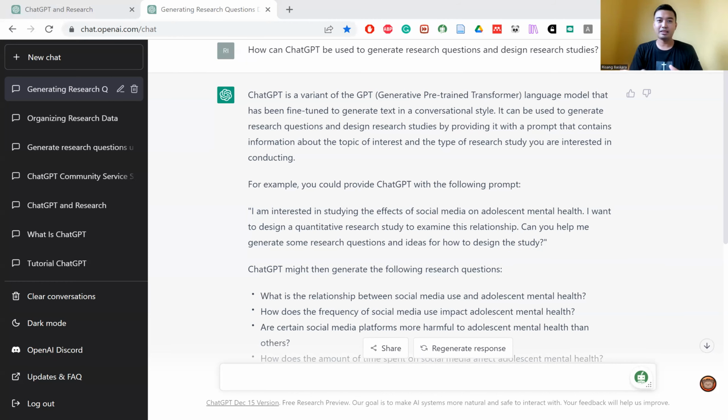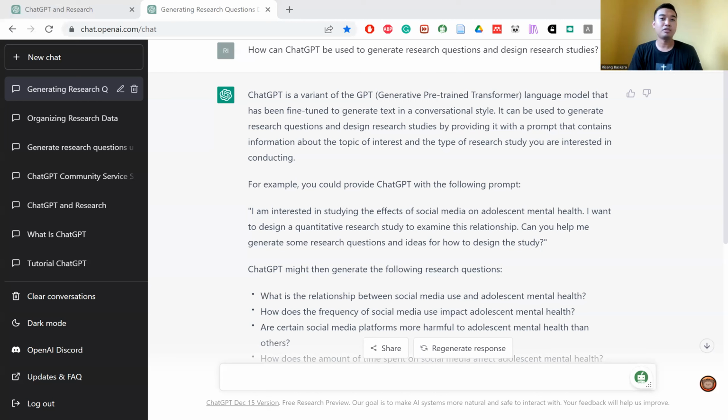To ensure that the research question and study design generated by ChatGPT are effective, there are a few key considerations to keep in mind. First, it's important to formulate clear and concise research questions that are specific and testable. This means that the research question should be based on a specific research topic or area of interest and should be able to be addressed through the collection and analysis of data.